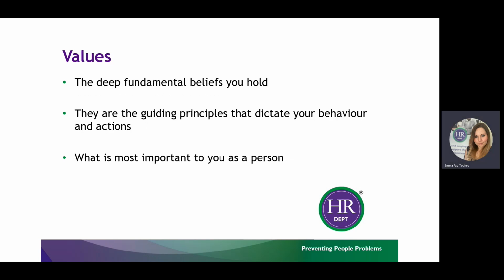So values then. Values are the deep fundamental beliefs that you hold. We all hold them. They often come from our parents or perhaps someone that we looked up to when we were younger. We'll often find that friends and partners will share at least some of the same values. And when people don't have values that are aligned, that's often where we find conflict, because values are the guiding principles that dictate our behaviours and actions. So you can see that if those are not marrying up nicely with someone else's, there's potentially going to be a clash there.